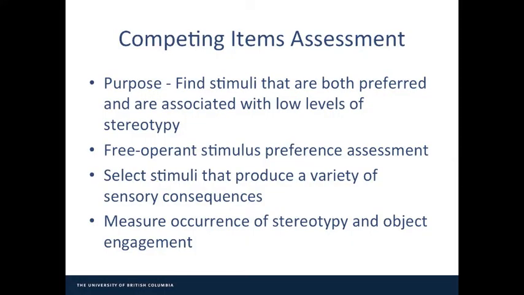And the answer is conducting a competing items assessment. So the purpose of a competing items assessment is to find those stimuli that are preferred, but that also are associated with low levels of stereotypy. I'm sure that anecdotally, everyone in here who has worked with individuals with autism has observed that sometimes when a person engages with an item, you may see stereotypy increase a lot, you may see a decrease, or there may be no effect. So our goal is to find those items that decrease stereotypy.